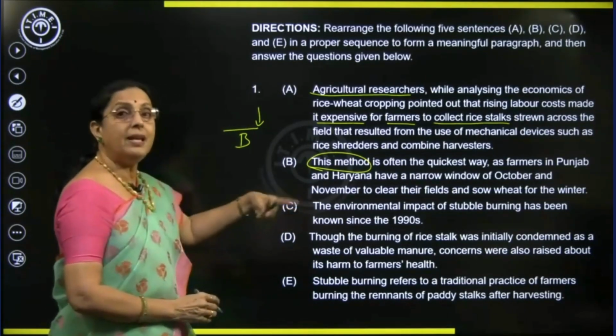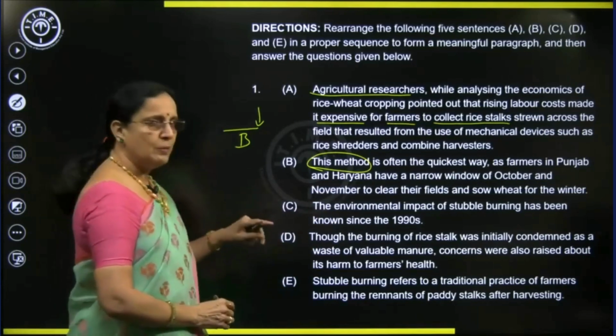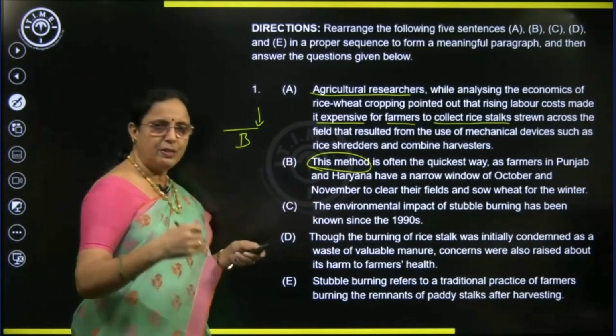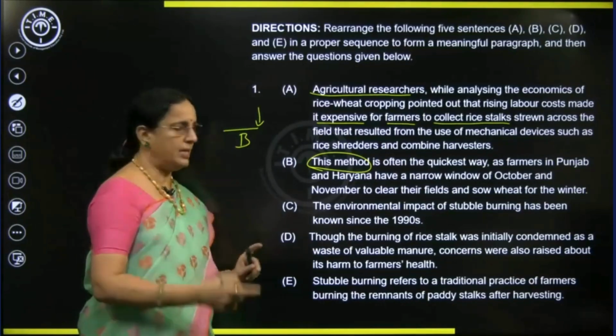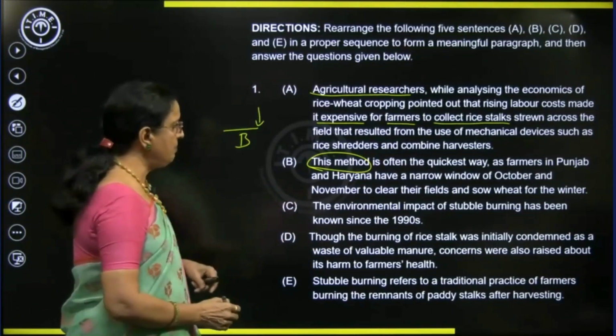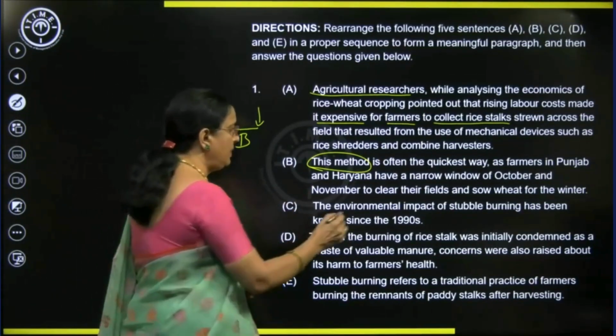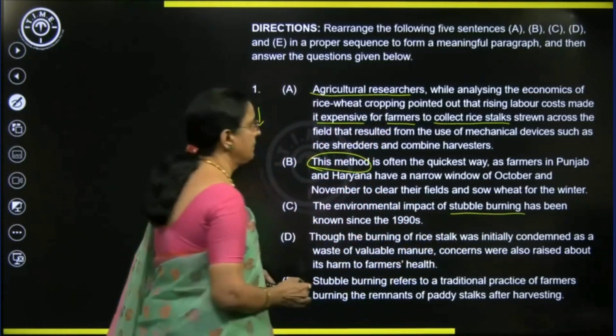Now, we have to see where the method is. Understood? Right. I don't want you to stop there and search for the method. Not necessarily. Keep that in your mind. Go on. The environmental impact of stubble burning has been known. Right. Okay. Stubble burning. Right.